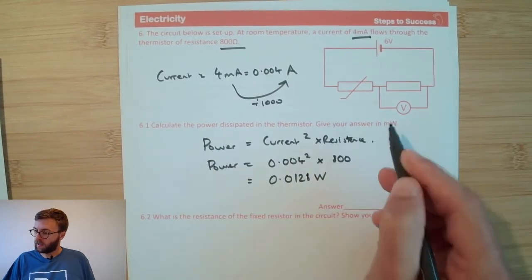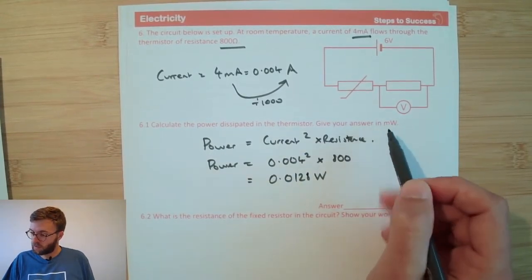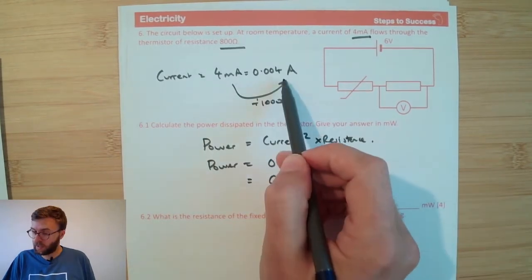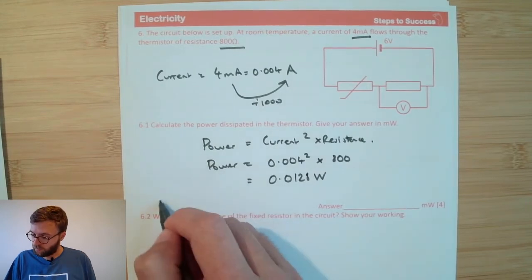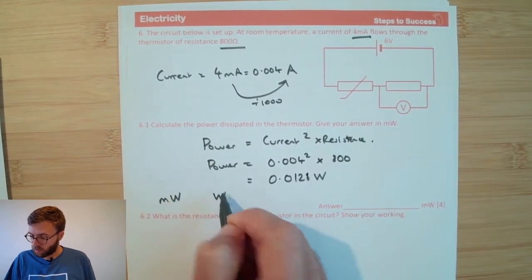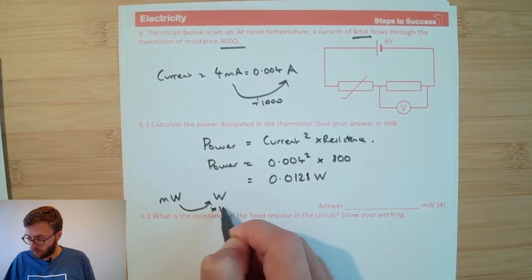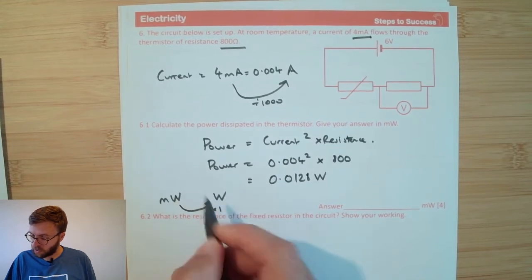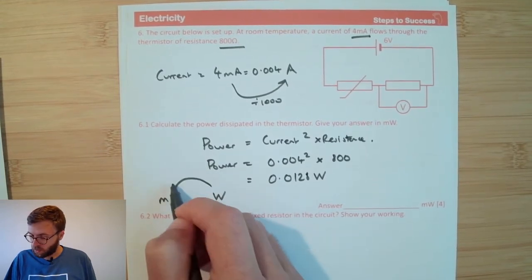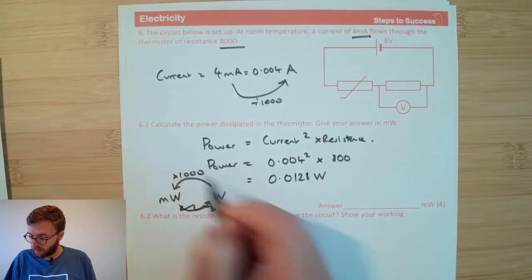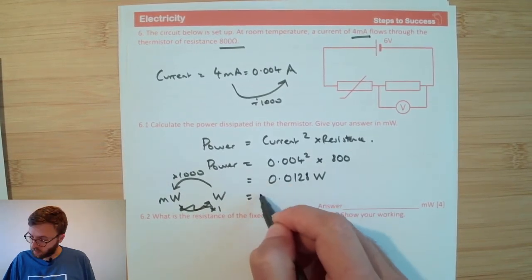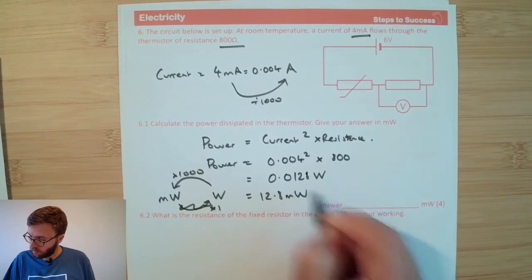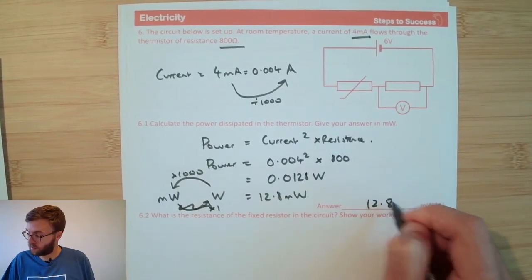watts. Now it wants us to do the answer in milliwatts. So we're going to be doing the opposite. Where we went from milliamps to amps, we divide by 1,000. We're going to want to multiply, my apologies. We want to go from watts to milliwatts. We're going to multiply by 1,000. So multiplying 0.0128 watts will give us 12.8 milliwatts. That's our answer.